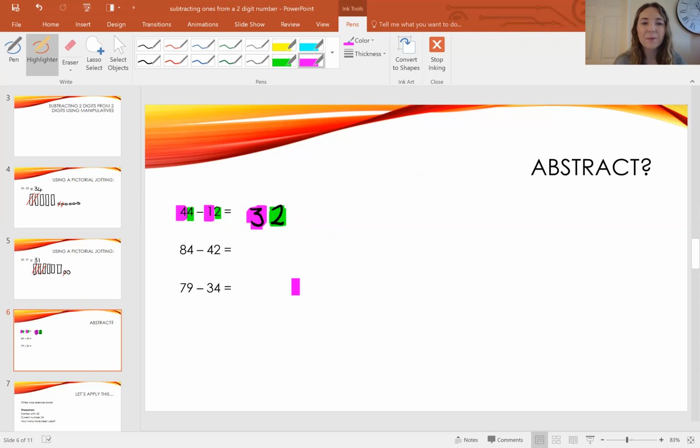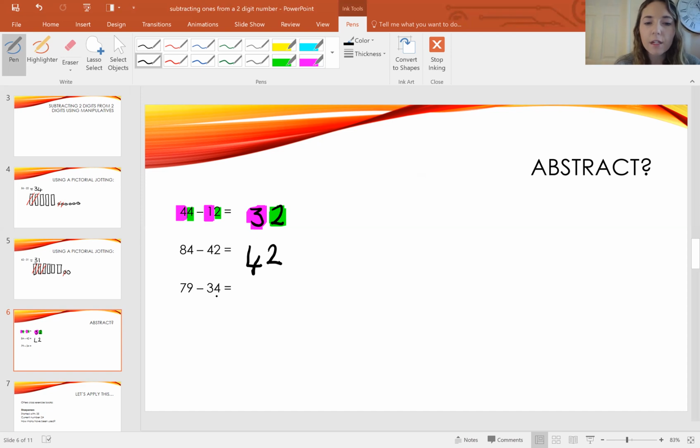Have you done that? Well done. Okay, so 84 take away 42. So we're subtracting our 2 1s from our 4 1s, which gives us 2 1s, and 4 from our 8. 8 take away 4 equals 4. So we have 42.